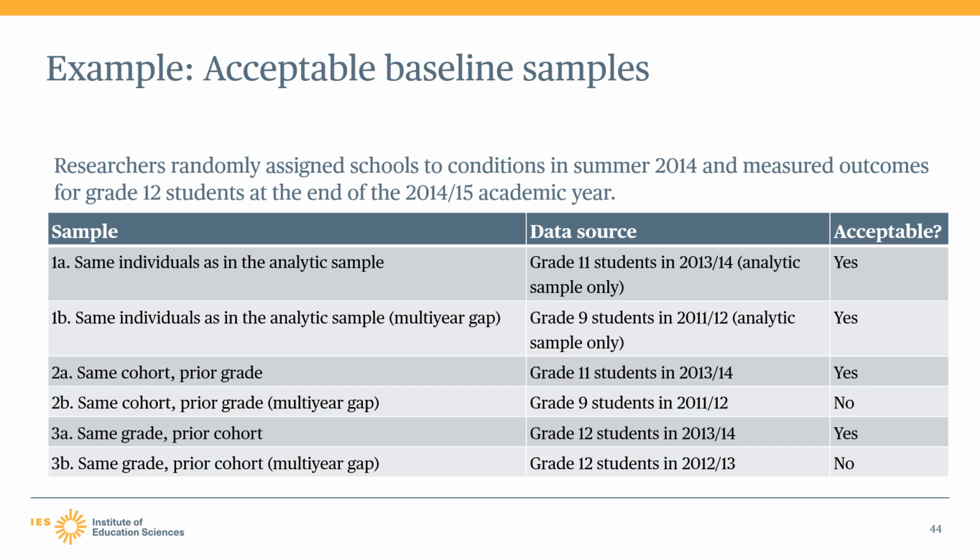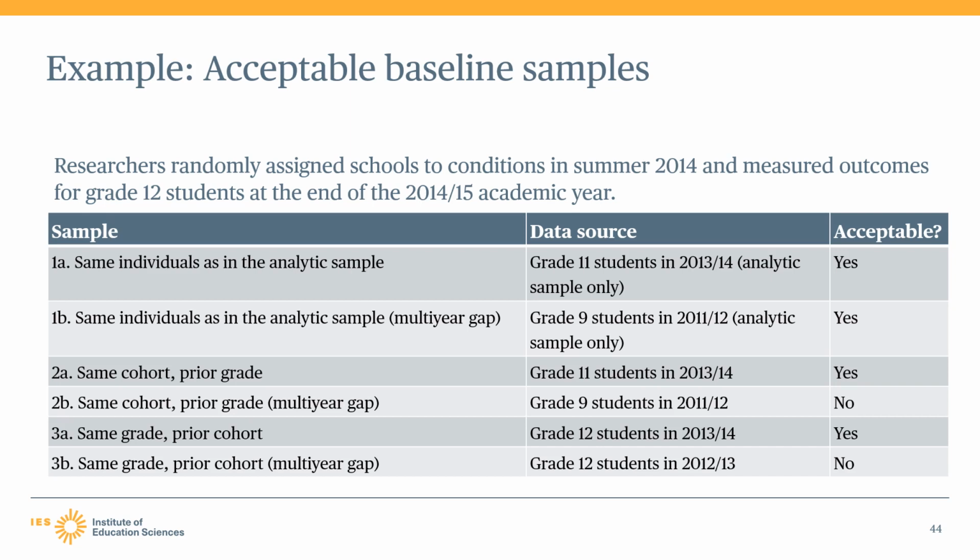The table on this slide describes which types of baseline samples are acceptable for the purposes of satisfying the cluster-level baseline equivalence standard. Samples 1A and 1B are baseline samples that use the analytic sample of individuals to compute the cluster-level baseline means. These are always acceptable baseline samples, regardless of the pre-intervention period, because the individuals contributing outcome data and baseline data are the same.